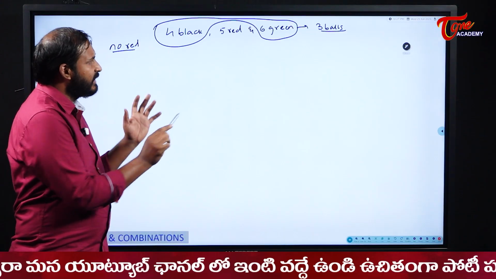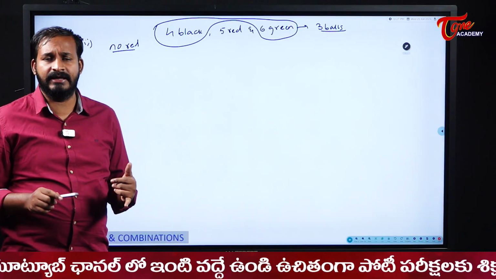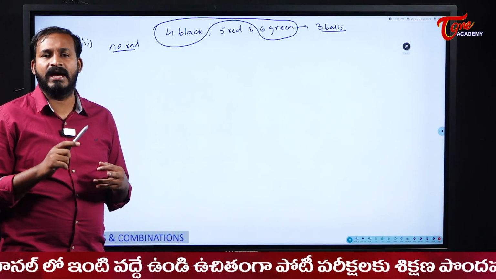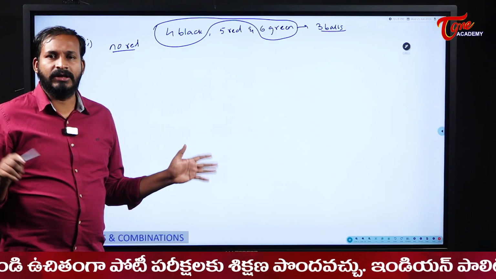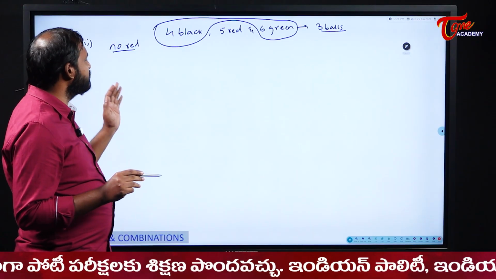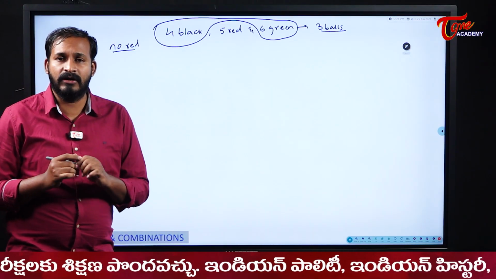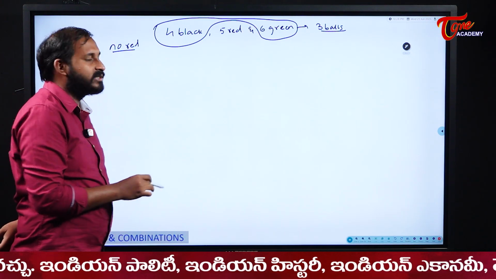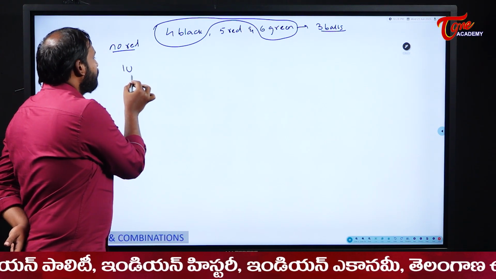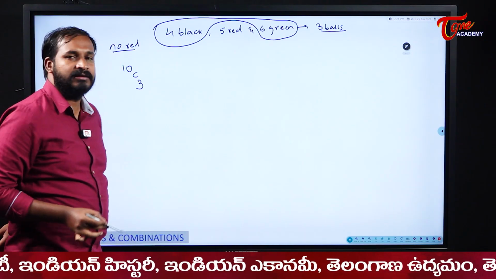It can be all 3 black, all 3 green, or 1 black 2 green, or 2 black 1 green, whatever it may be. The condition is that no red ball should be there. So if I eliminate red from this, total balls available for me are 10. From the 10 balls, I need to pick 3 balls.